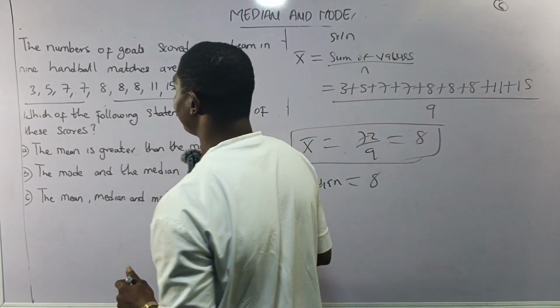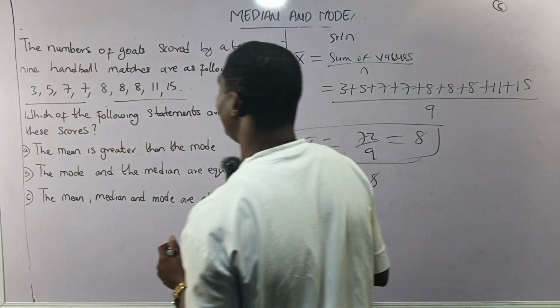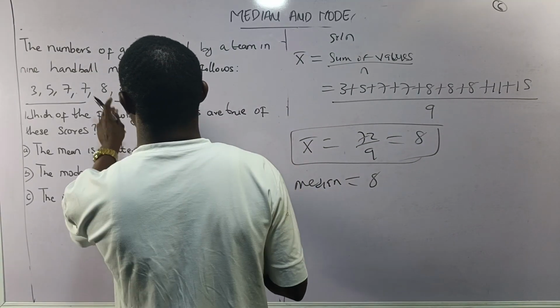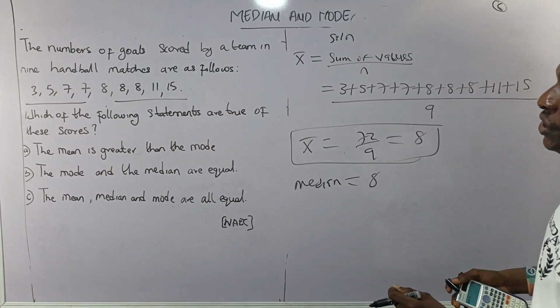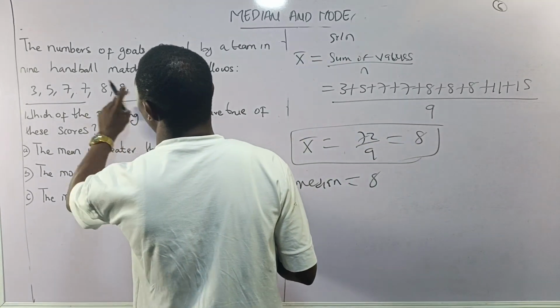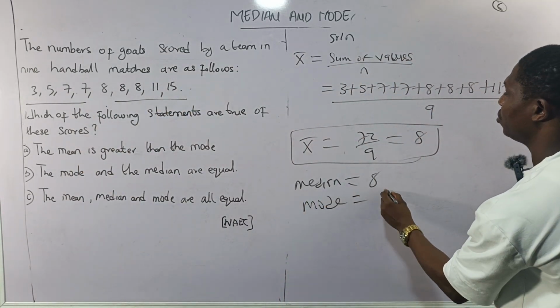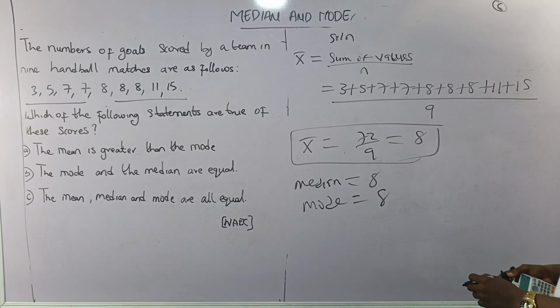And our mode is the number with the highest frequency. So, which has the highest frequency? 8, because it occurred 3 times, while 7 occurred 2 times, and every other one occurred once. So our mode is equal to 8. So our mean is 8, our median is 8, and our mode is 8.